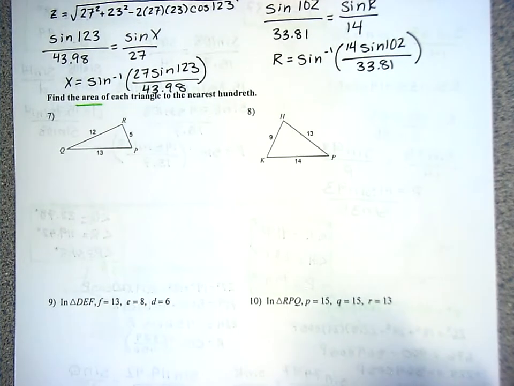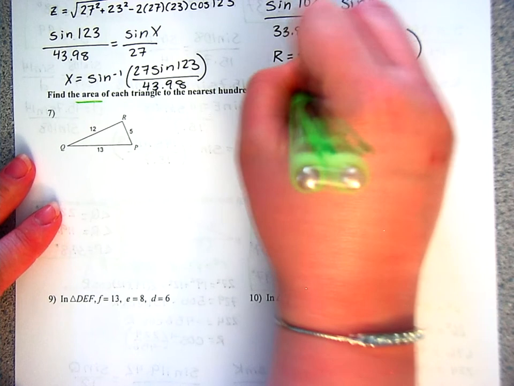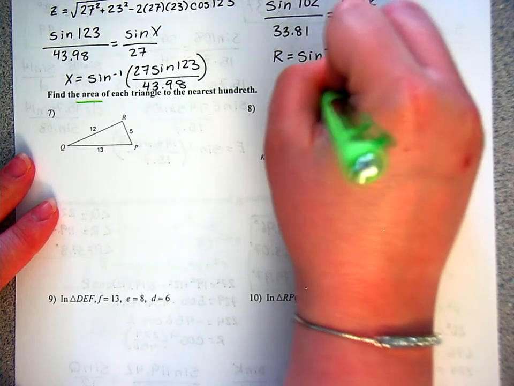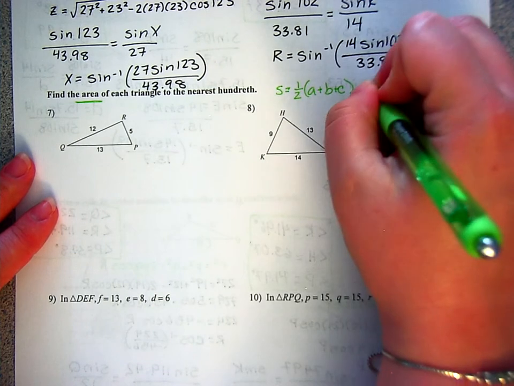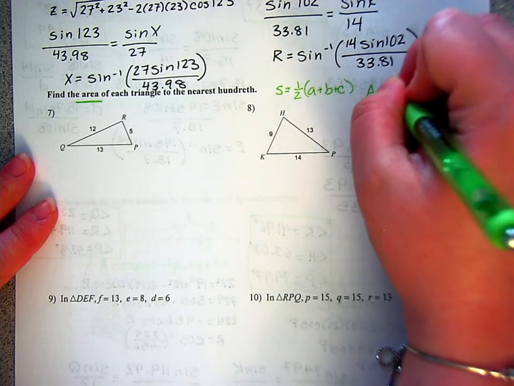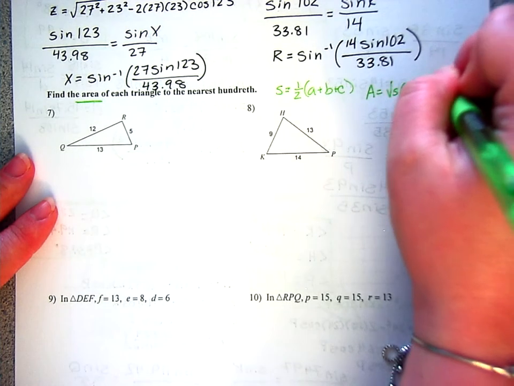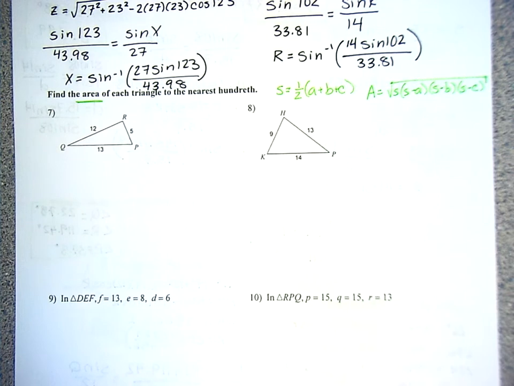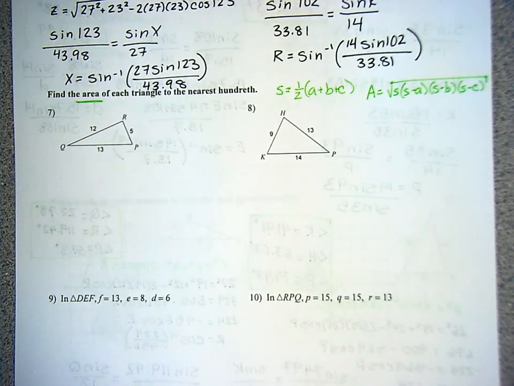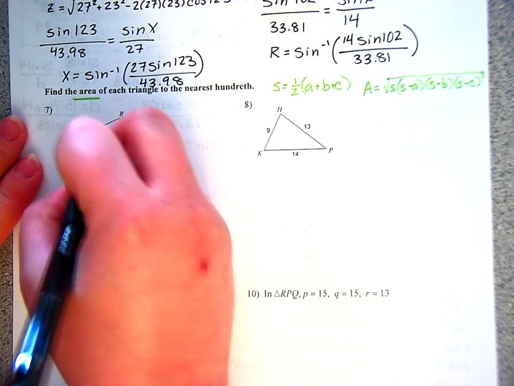So remember, the semi-perimeter is 1/2 times A plus B plus C, because that's the perimeter divided by 2. And then Heron's formula is that the area is equal to the square root of the semi-perimeter times the semi-perimeter minus A times the semi-perimeter minus B times the semi-perimeter minus C. So the first thing we need to do is find our semi-perimeter. So we're going to have 1/2 times 5 plus 12 plus 13. So our semi-perimeter here is 15.